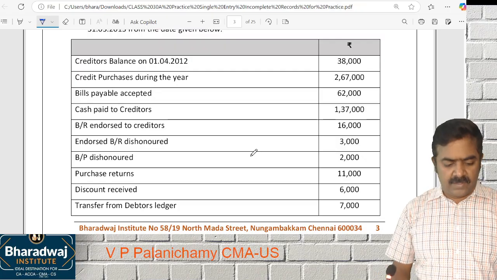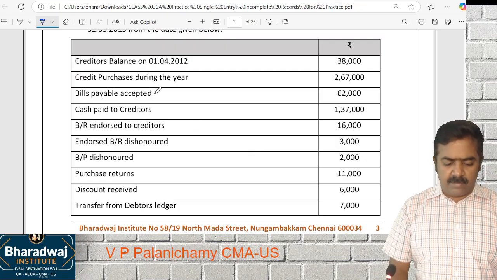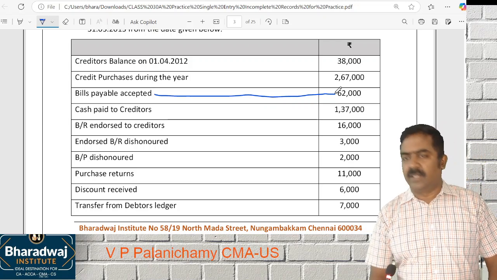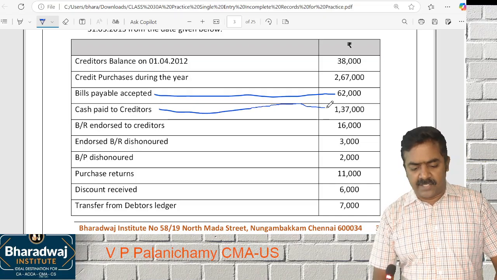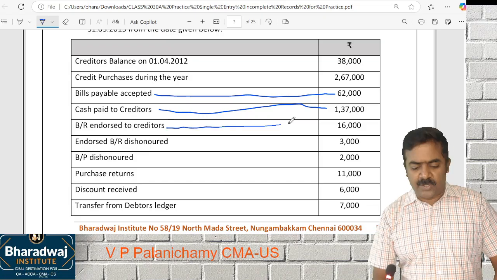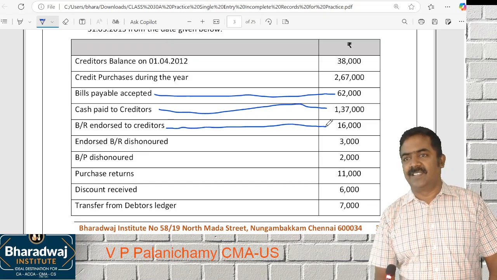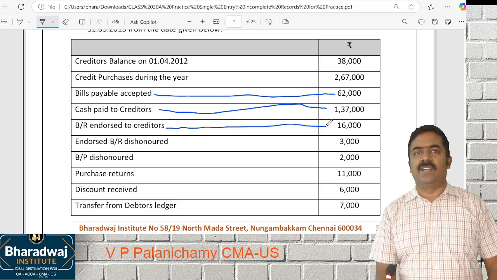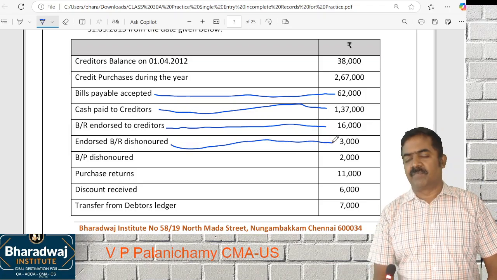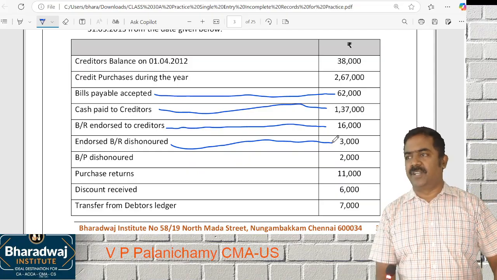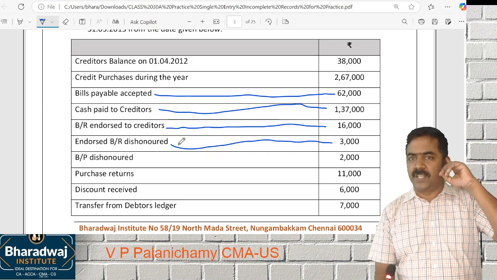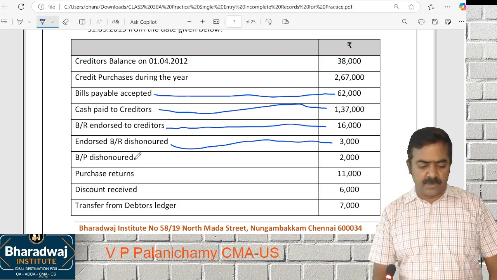Shall we? The journal entry. Bills payable accepted. What is the entry? Creditors to bills payable. Cash paid to creditors. Creditors to cash. Bills receivable endorsed to creditors. Creditors account debit to bills receivable. Endorsed bill dishonored. Debtors account debit to creditors account. Endorsed bill dishonored, we had seen in bills of exchange chapter. Okay, debtors account debit to creditors account.